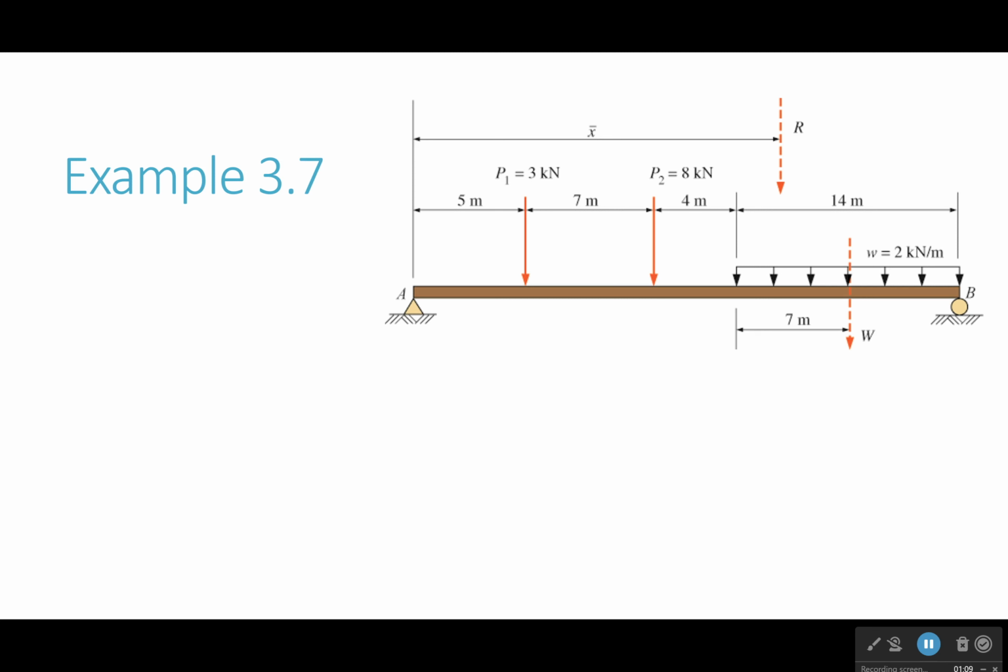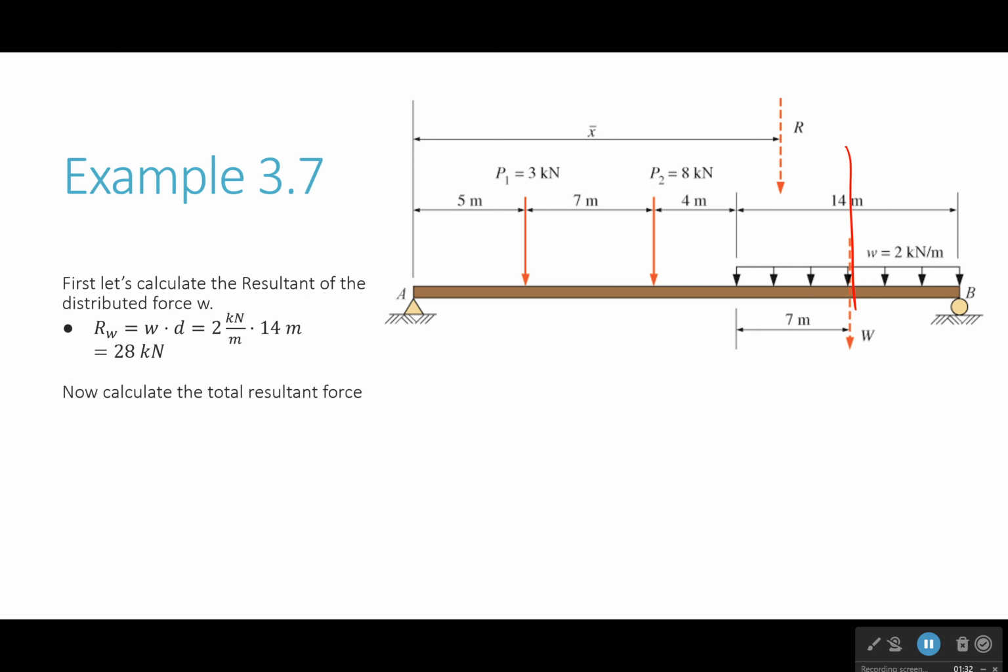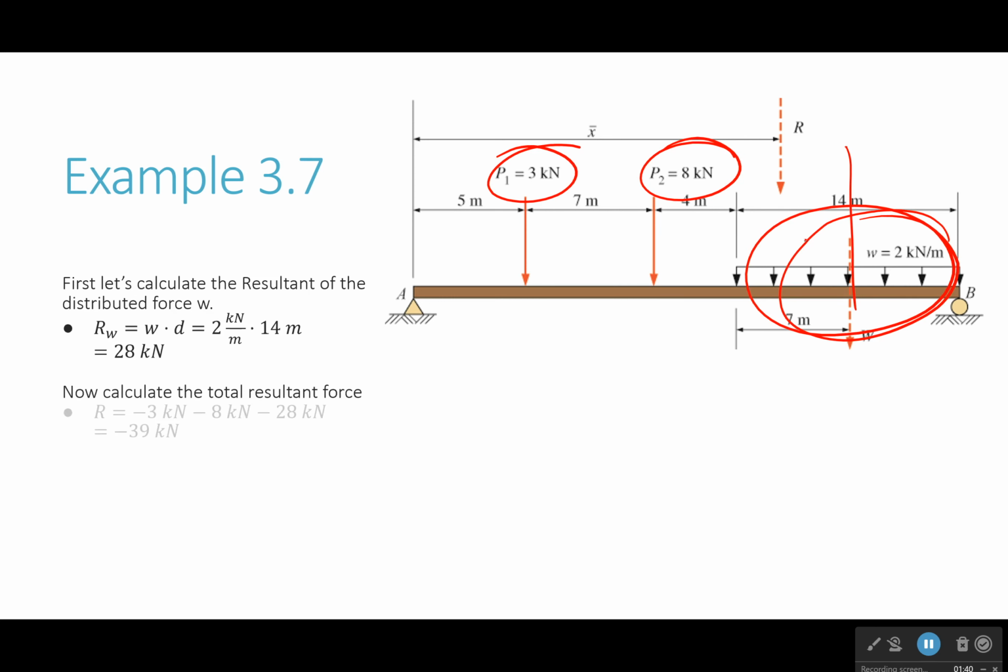Now, for these kinds of problems, there's a few different things we need to do. First off, we're going to have to figure out what the resultant of that distributed force W is going to be. Remember, for a distributed force, it's always the area of the distributed force, so 2 times 14, which will be 28 kilonewtons, and that applies through the centroid, which for a rectangle is right in the middle. Now we're going to calculate the total resultant force, which means we add together all of these forces. So that'll be 28 kilonewtons plus 8 kilonewtons plus 3 kilonewtons, so it'll be negative 39 kilonewtons. It's negative because it's pointing down. Normally I would say that up is positive.